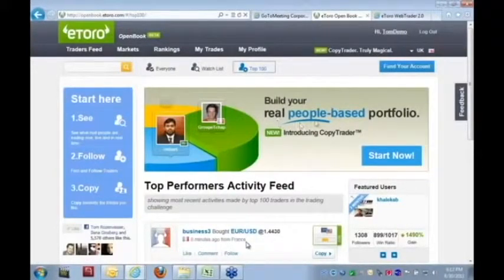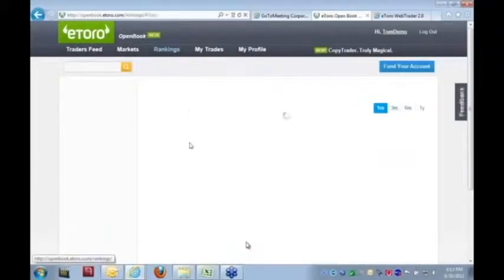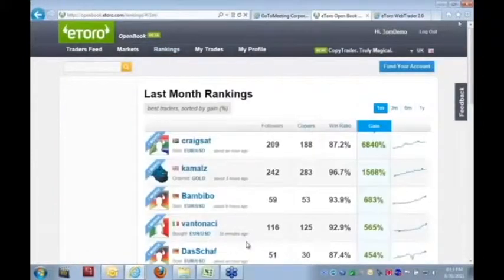The best place to pick a trader that we want to copy directly is by going to the rankings. Let's go to the live rankings, and what we can see here is that we have rankings of the last month, the last 3 months, last 6 months, and the last year. Some of these guys have had an unbelievably successful month. I mean, imagine you investing $1,000 and within a month turning it into $7,000.